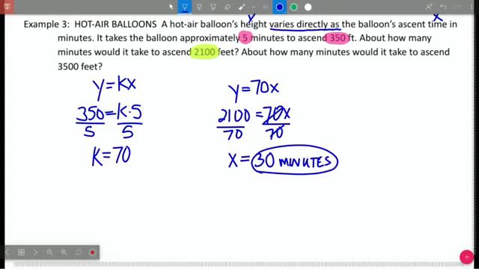Now, I do want to remind you that this varies directly, which means that the rate is going to stay the same. So the balloon's not going to go up and down at different speeds. It's not going to go faster and then slow down. It's going to be going at a constant rate that whole time.